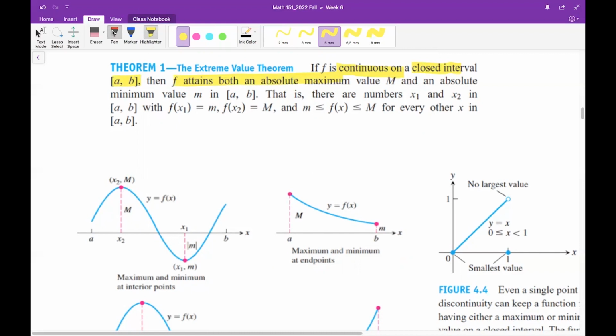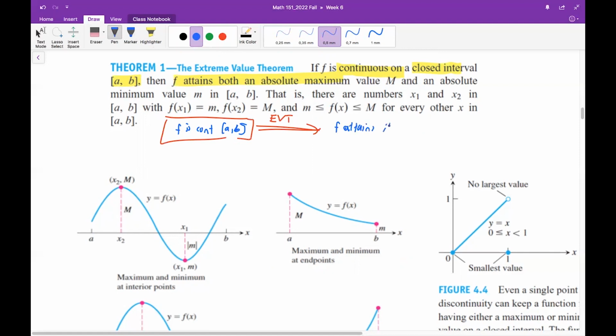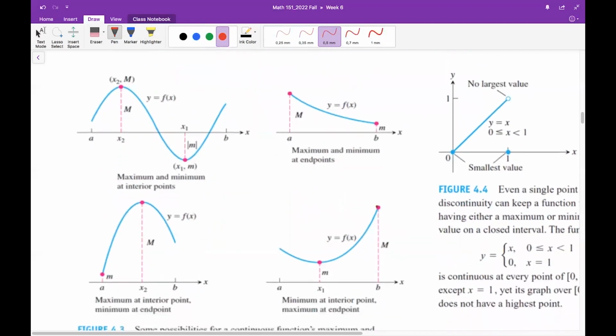So let me put the assumption box and conclusion box. If f is continuous over a closed interval, this is a very strong assumption, you know, then this is what the extreme value theorem is. Then the conclusion box is: f attains its absolute max and absolute min. So this is our conclusion box. Let's see some visualizations from graphs of how this theorem works.